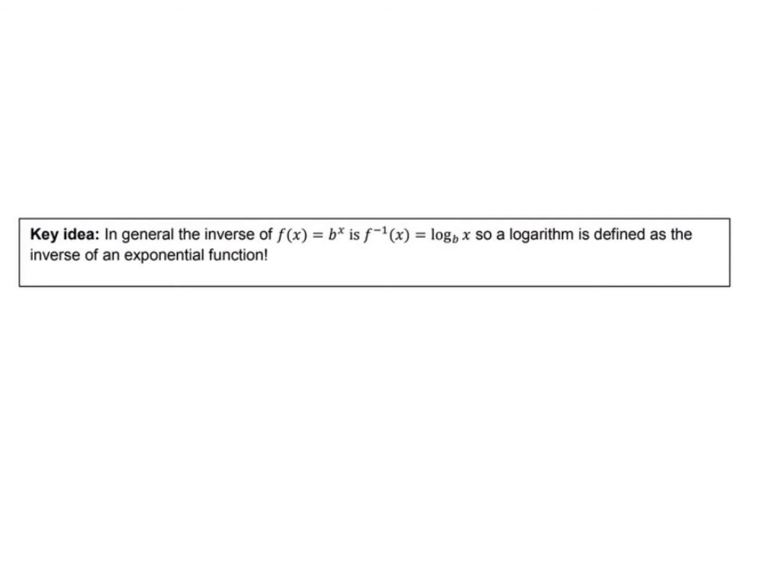So the big idea here is that in general, the inverse of f of x equals b to the x power is f inverse of x equals log base b of x. So we can see that an exponential and a logarithm are really just inverses. And that's what I'm stating here. So a logarithm is defined as the inverse of an exponential function.